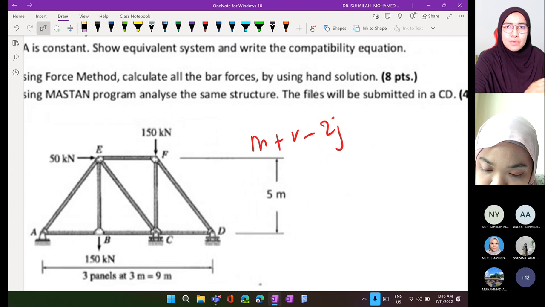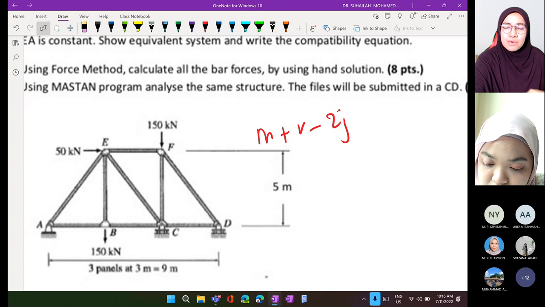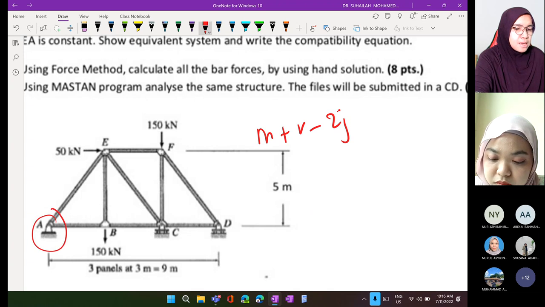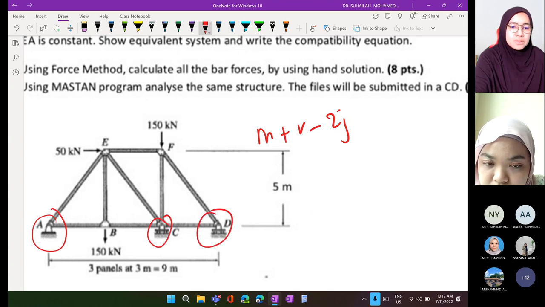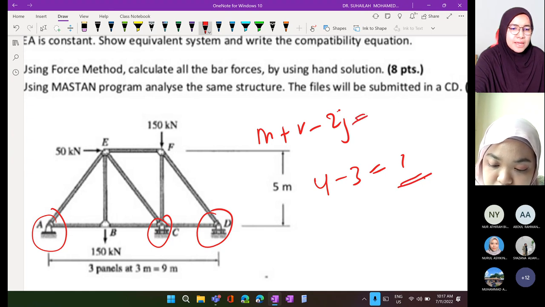because in one stable truss, we must have at least one pin and one roller. So since this is pin, this is roller, this is roller, we still need to calculate this in order to identify whether it is an internally or externally indeterminate truss. By looking at the support, we find that there are four unknown reactions. And when we minus three, it is equivalent to one. Then only we can check the degree of indeterminacy based on the formula.